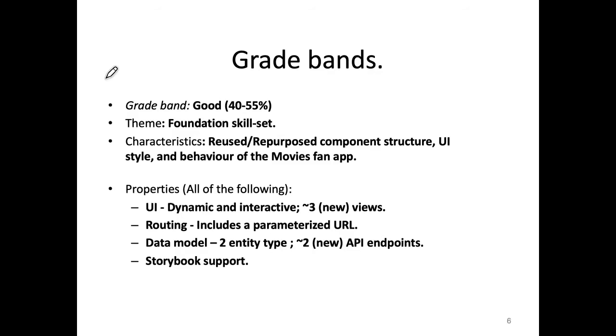In terms of the routing, at least one of those new pages would be linked with a parameterized URL. So for example, there's a TMDB endpoint that gives you a list of the top rated movies of all time. That might be a new page that you would add, and clearly you would be reusing a lot of the components that you already have to achieve that.